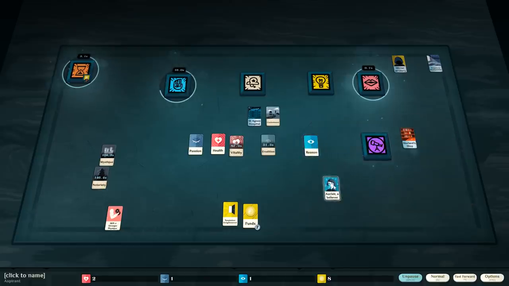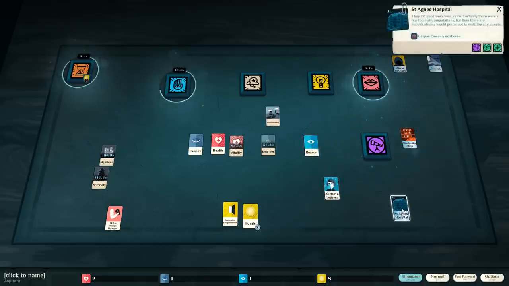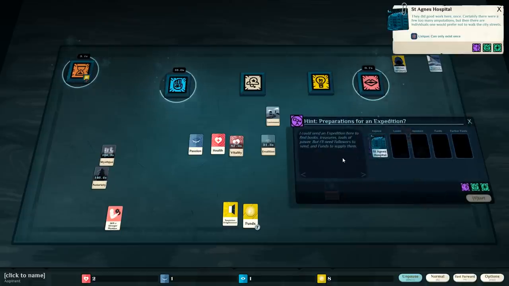Now, that occult of lore has given me a place called St. Agnes Hospital, which is perfect timing. This is kind of like a mission. They did good work here once. Certainly there were a few too many amputations. One would prefer not to walk the city streets. And that is sinister. Now, you can go on expeditions.